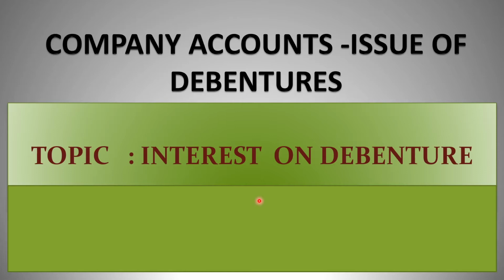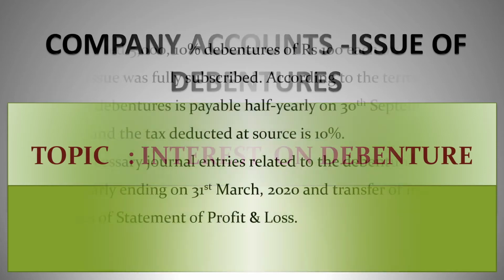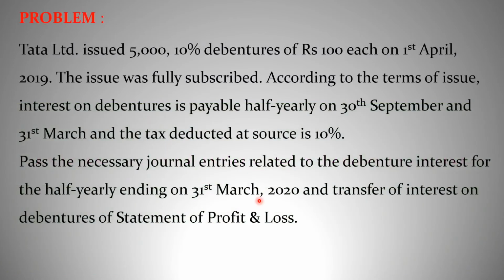Now we'll go into details related to accounting treatment and calculation. So we are considering one problem related to this topic. Here it is. Tata Limited issued 5,000 10% debentures of rupees 100 each on 1st April 2019. So it is a normal issue. Nothing is mentioned here, meaning issue at par, and redemption also will be at par.